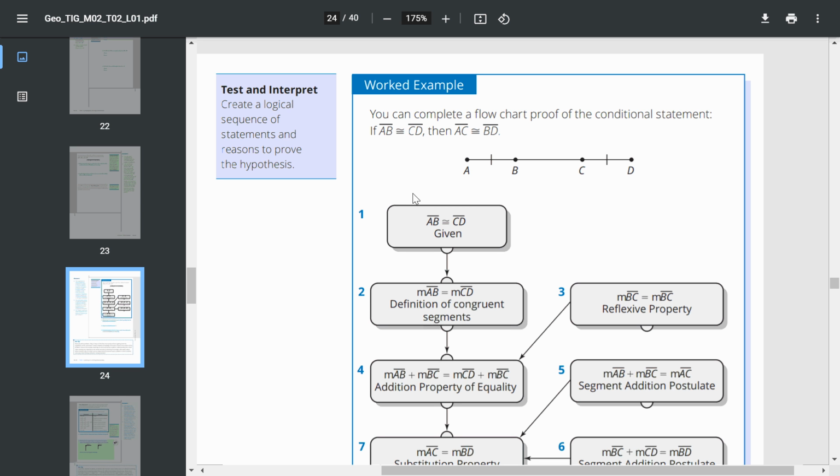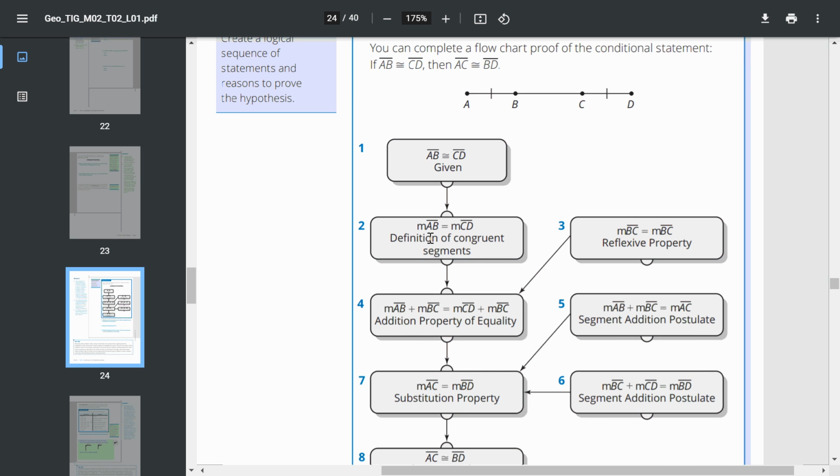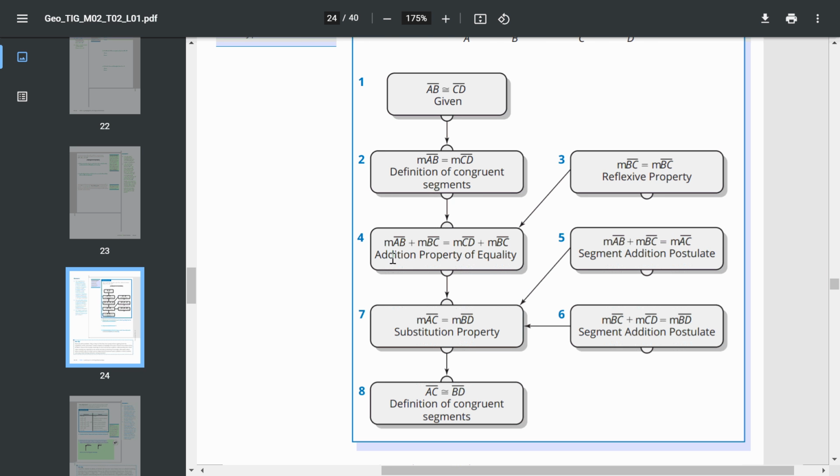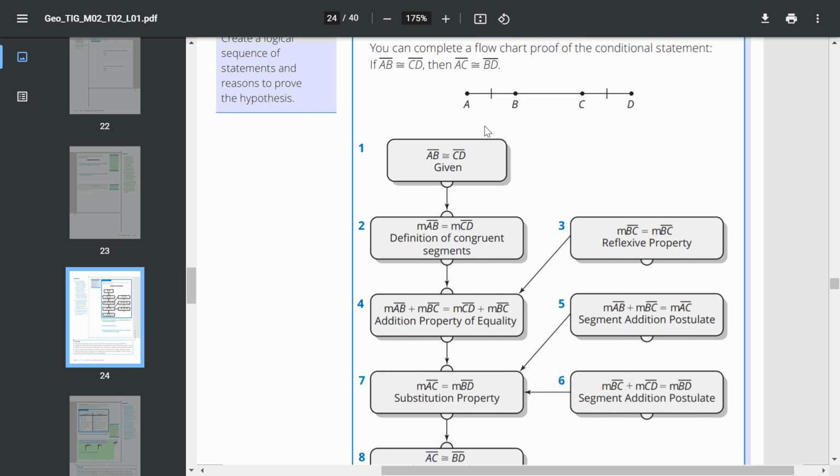So we're always starting with our given. The line segment AB is congruent to CD. Reason is that it's given. From there, I can state that the measure of AB is equal to the measure of CD, which is the definition of congruent segments. Pretty much just restating this right here. From here, we go on to note that the measure of AB plus the measure of BC is equal to the measure of CD plus the measure of BC by the addition property of equality.